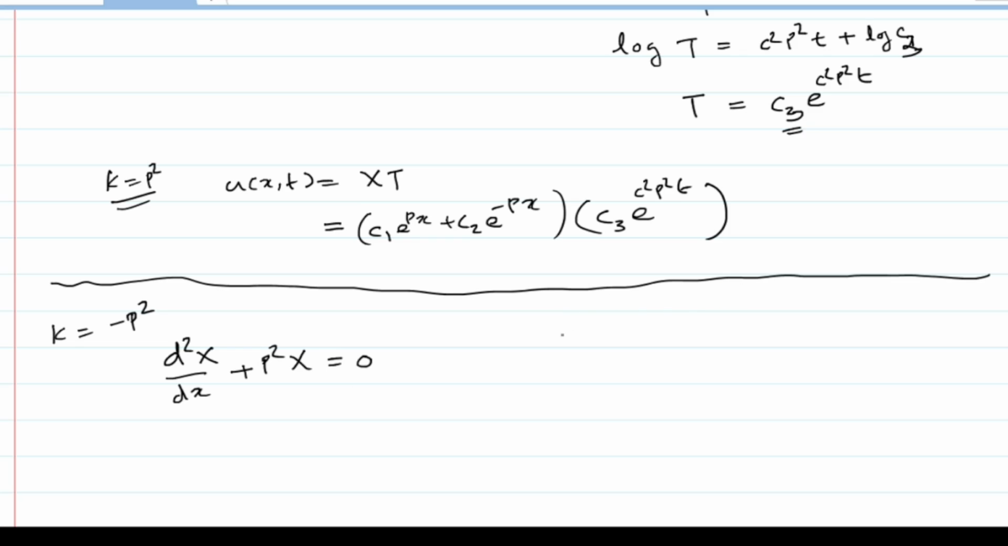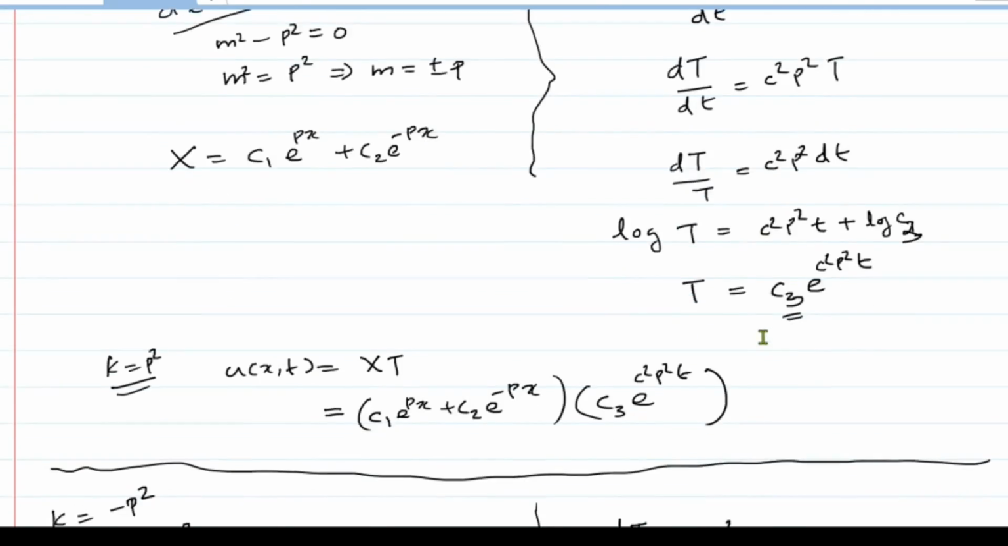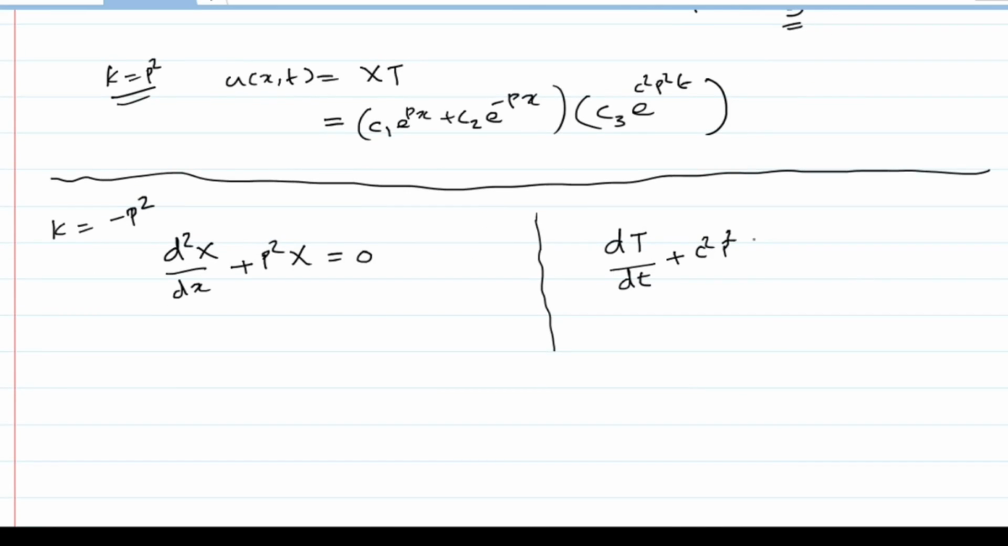Similarly, on the other side we get dT by dt plus c square p square T is equal to 0. From this we can take the auxiliary equation m square plus p square equal to 0, m square equal to minus p square, so m is equal to plus or minus ip.